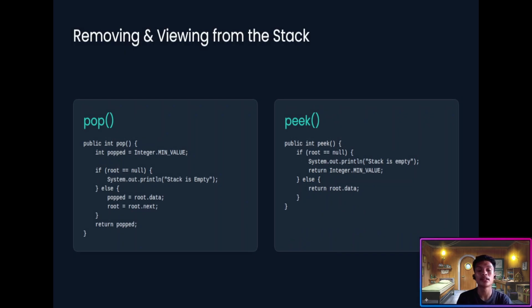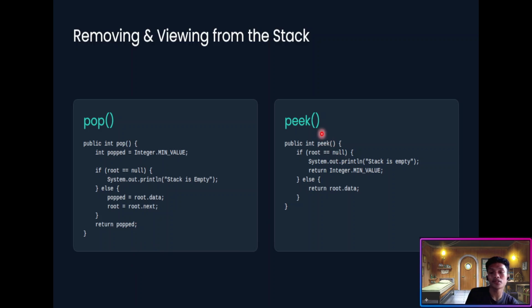Now let's get the data off the stack. The pop operation removes and returns the top element. First, we check if the stack is empty. If it is, we print an error and return a null value, saying the stack is empty. If it is not empty, we save the data from the root node into a variable called popped. Then the magic happens with one line: root equals root.next. We simply move the root pointer down to the next element in the list. So the old root is now gone.